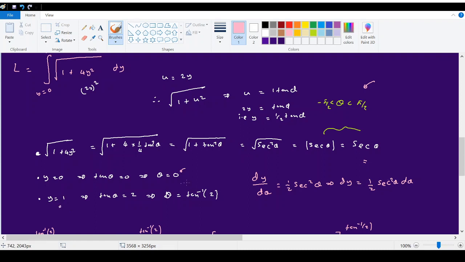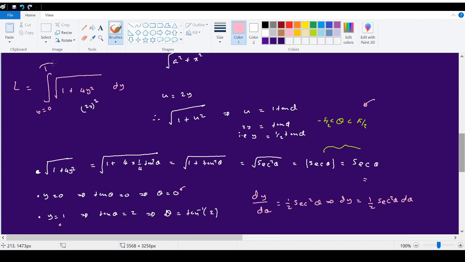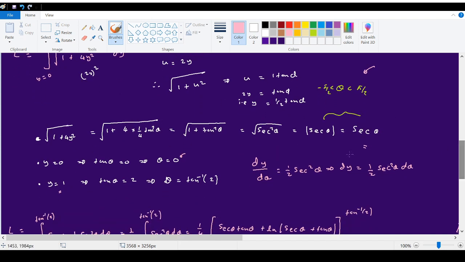See, when y is equal to 1, which is our original upper limit, we cannot get a nice angle by substituting y equals 1 in our formula, okay? Because when you substitute 1, it becomes tan theta equals 2, so we don't have an exact answer from those tables for tan inverse 2. Then what we can do is just keep it as tan inverse 2, right?